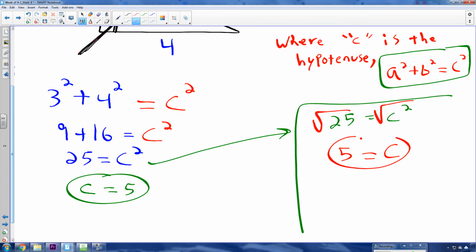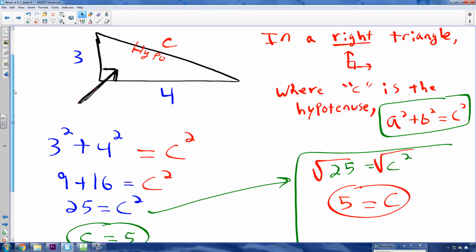Now, the thing is, you could say, wait a minute, though, wouldn't negative 5 have worked as well? But do you really want negative 5 for a side length? No. So we're going to just look at the positive aspect of this. And that tells us that this triangle is exactly 5 on the hypotenuse. Okay, so that's the basics of the Pythagorean theorem.